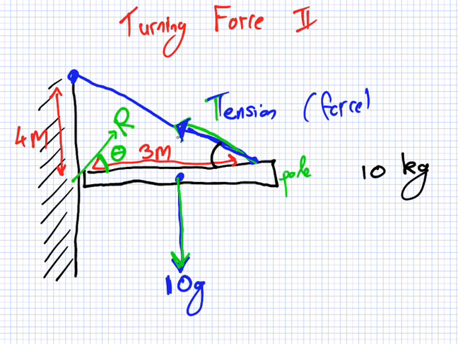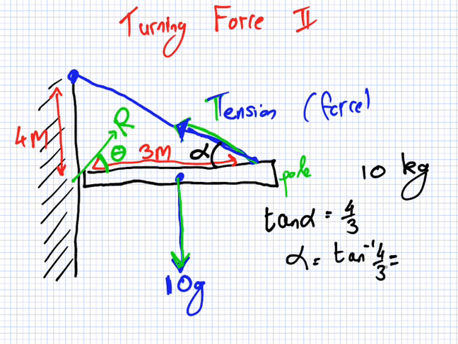Okay, first question. Can I know this angle here? Well, I can, because I know that tan alpha equals 4 over 3, because it's a 3-4 triangle. So tan alpha is 4 over 3. So alpha is tan inverse 4 over 3. Can you tell me this, please, on your calculator?